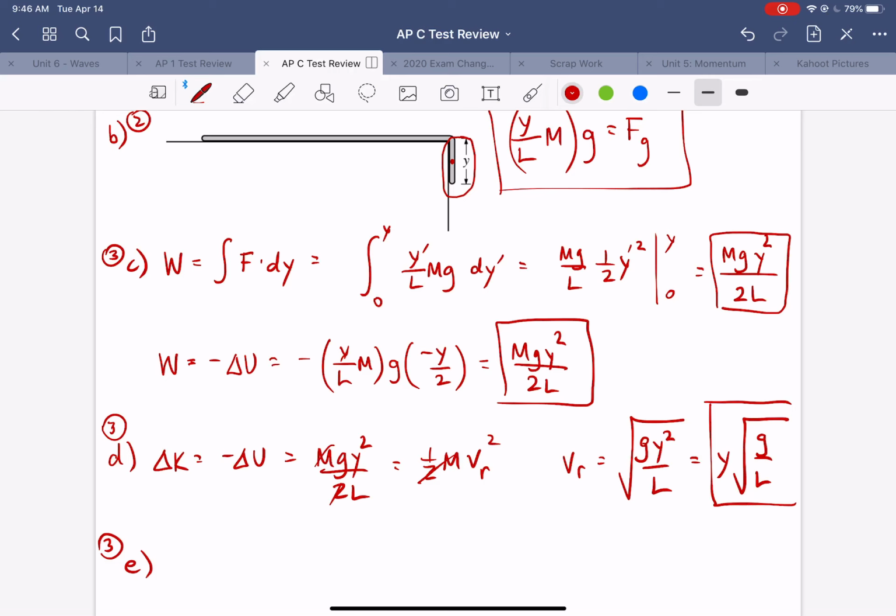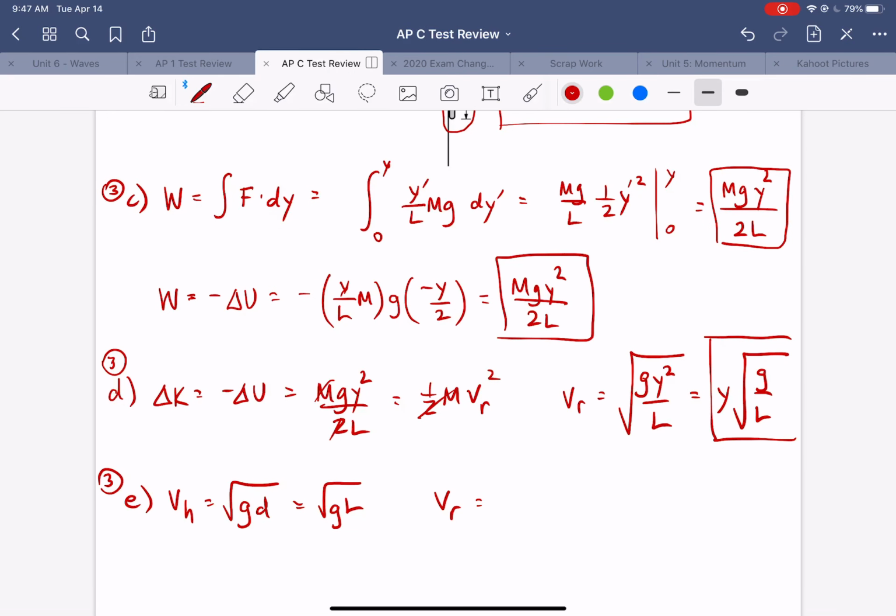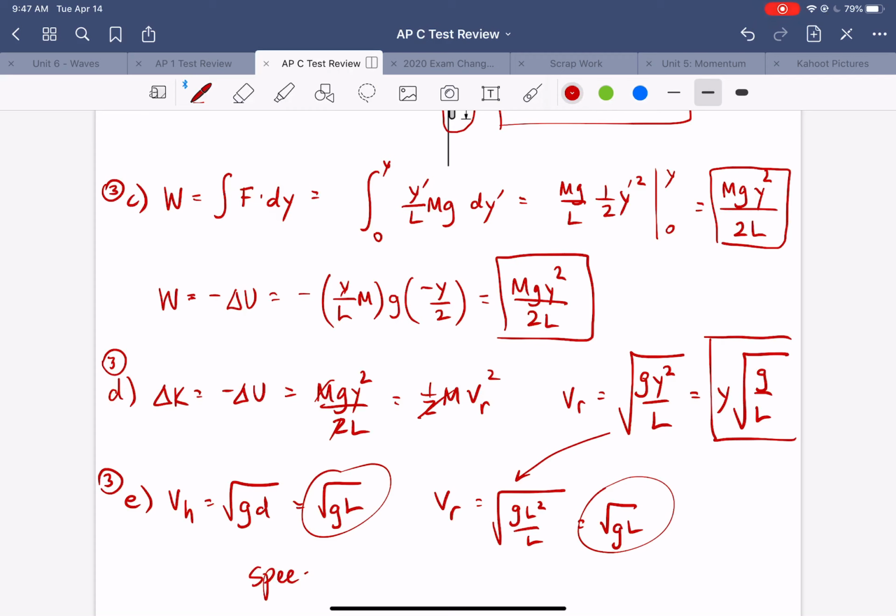All right, so here we just need to compare the answers that we got for parts A and D. So the hanging block velocity was given by the square root of g times d. So if we let it fall a distance L, that becomes the square root of g times L. The velocity of the rope, again, we're going to plug in y equals L. So if we do that here, we'll get the square root of g L squared over L, or square root of g L. So it turns out that these are actually the same. So our answer here is that the speeds are equal. And your justification is just pointing to the expressions that you got for parts A and D.